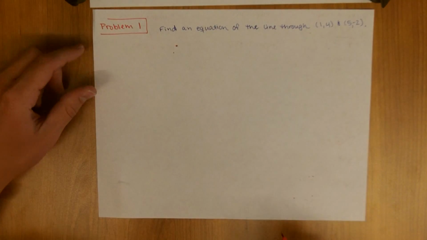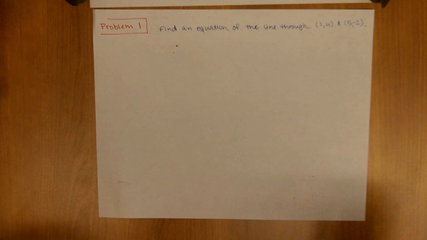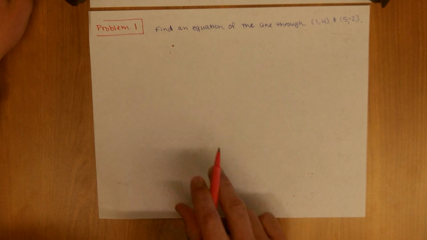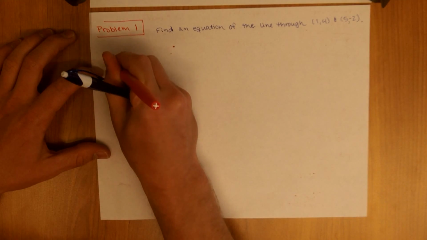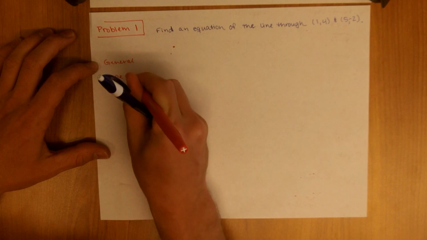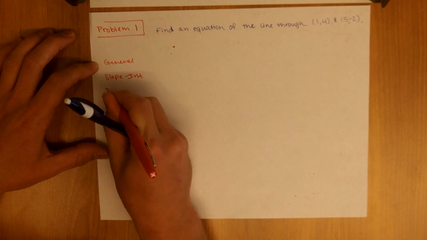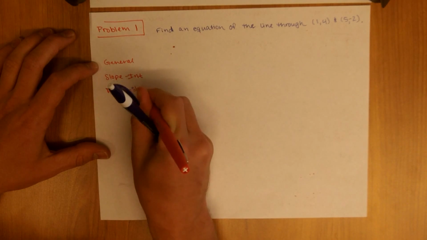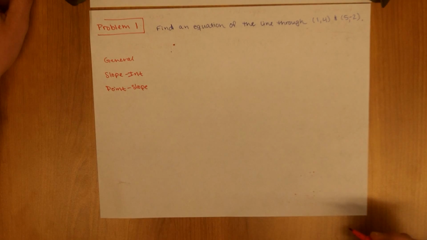Now the last thing we're going to do is one example to kind of get us off the bat with what form we actually use. So here's our first problem. It says problem number 1, find an equation of the line through the points (1, 4) and (5, negative 2). We have three options. We can either use general form, slope-intercept form, or point-slope form. We just have to decide which one works better.